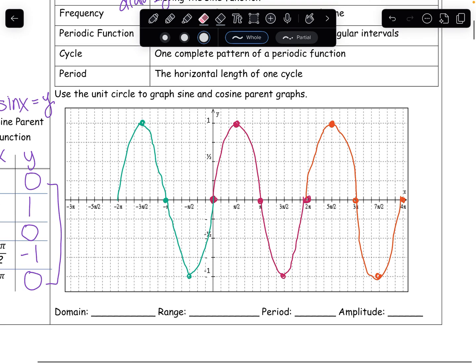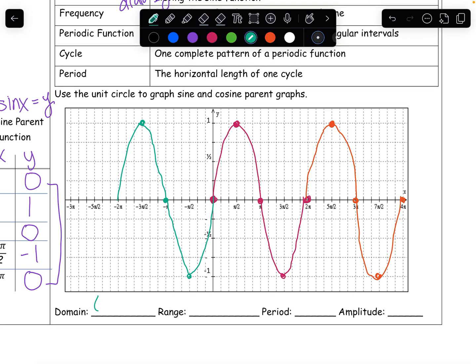And so what that means is our domain is -infinity to infinity, because it's going to keep going forever and ever and ever. However, our range, remember that's the y values, is -1 to 1. Because we hit at those points, we're going to have brackets. Now our period, that's how long it takes to create one full rotation. And so our period is 2 pi, which makes sense because the unit circle is 2 pi.